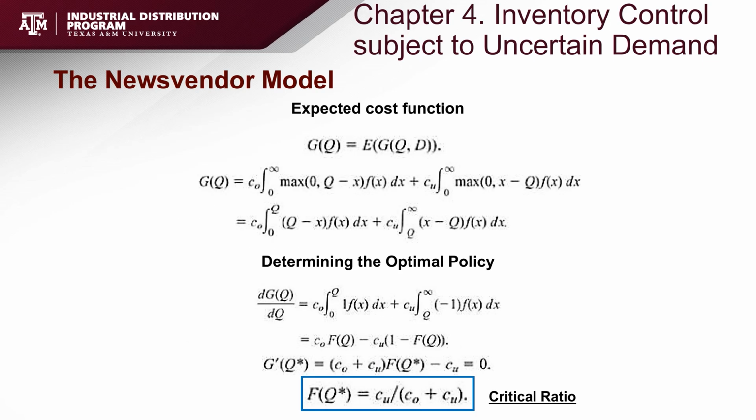Okay, now we take expectations. Averaging that cost over the demand distribution basically turns the two max terms into two integrals. Overage weighted up to Q, underage weighted beyond Q. To minimize, we differentiate G of Q and set it to 0. The derivative tidies up into C sub O times F of Q minus C sub U times the quantity 1 minus F of Q. Set that to 0, rearrange, and you land on the headline result. F of Q star equals C sub U over the quantity C sub O plus C sub U. And that is the critical ratio.